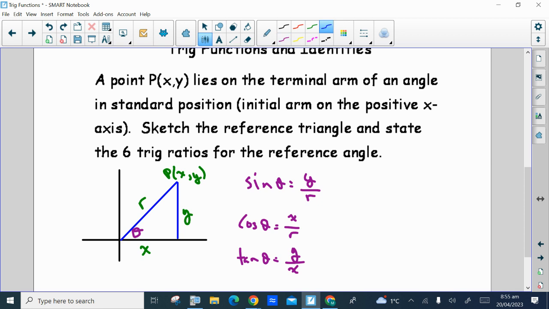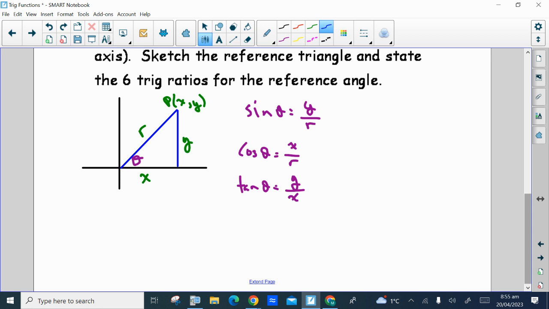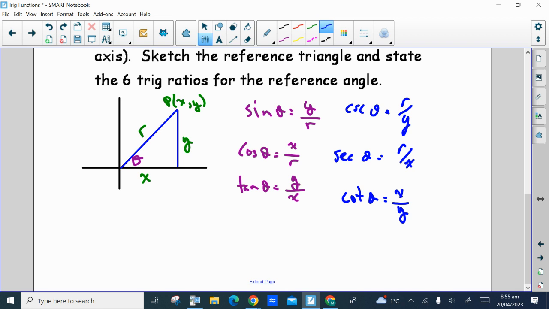But remember, we also had 3 reciprocal ratios. The reciprocal of sine is the cosecant of theta. It's the reciprocal of sine, so it'll be r over y. The reciprocal of cosine is the secant of theta, which will be r over x. And the reciprocal of tangent will be the cotangent of theta, which will be x over y. So there's our ratios.